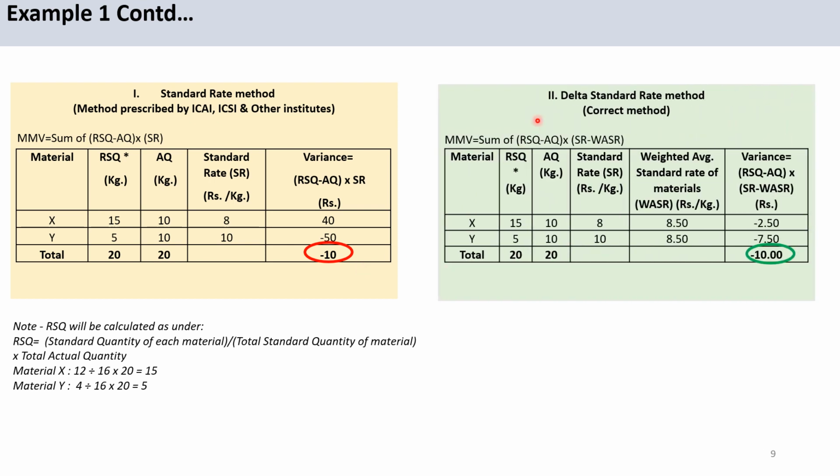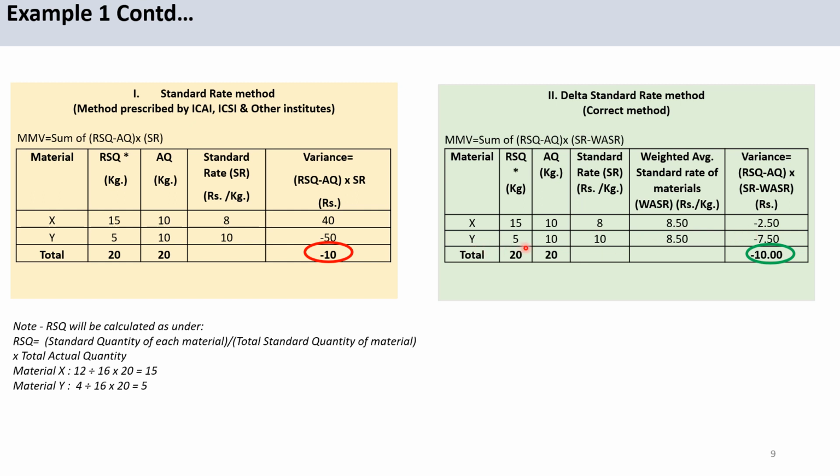Now the same thing, if we calculate as per my method, the delta standard rate method, the quantity difference is multiplied by the difference between SR minus WSR. Since we know X material is cheaper than the weighted average rate, X material rate is 8 rupees, whereas the weighted average rate of all the materials is 8 rupees 50 paisa. So if we consume less of X, there should be a loss, and that is reflected here, because we have consumed 5 units less of X at 50 paisa difference, we lose 2 rupees 50 paisa.